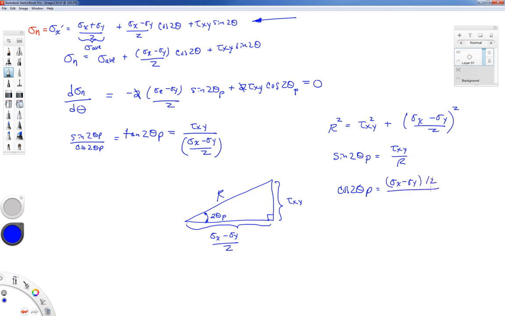Now I did mention that we actually have two roots in 360 degrees. We have the one root, 2 theta p, which I'm going to label as 2 theta p1. And we have another root that's 180 degrees away from 2 theta p1. I'll call that 2 theta p2. I'm going to dash that in on this left side.